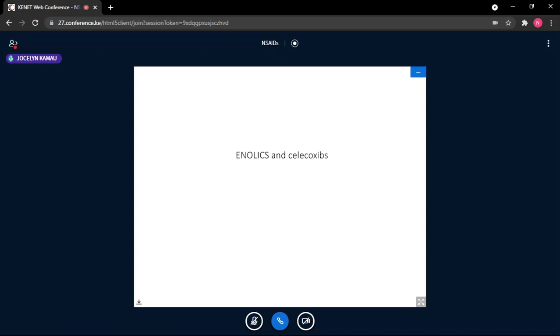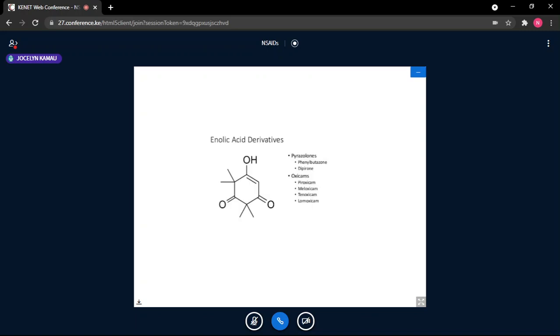So these drugs must have an anionic center. It can be a carboxylic group, or it can be another group which can give us an anion in the body. And once it gives us an anion, that anion can bind to the cationic center within our enzyme, the COX enzyme. That is very important, and therefore we are calling these enolic drugs.